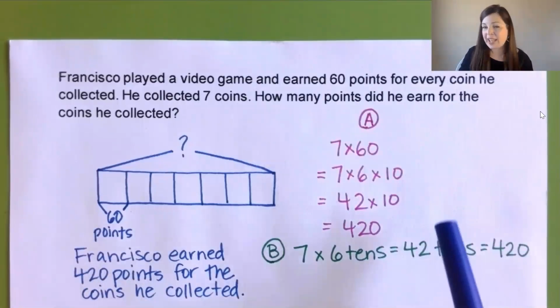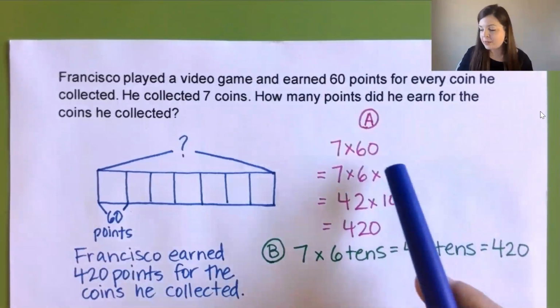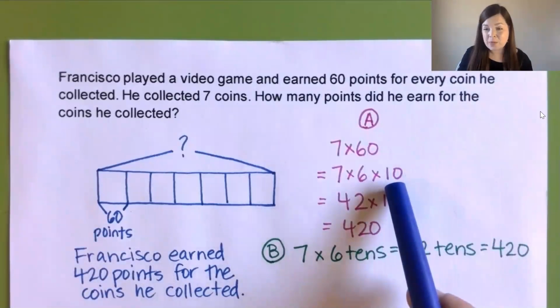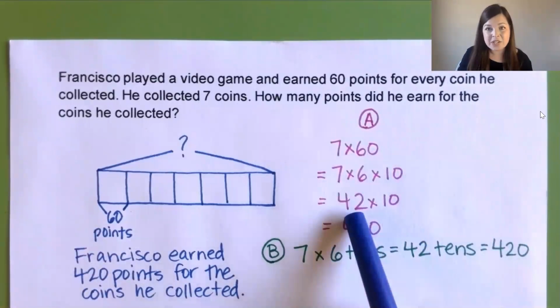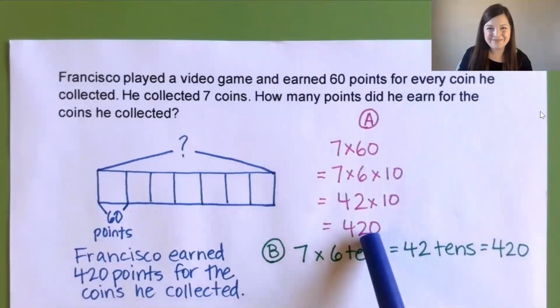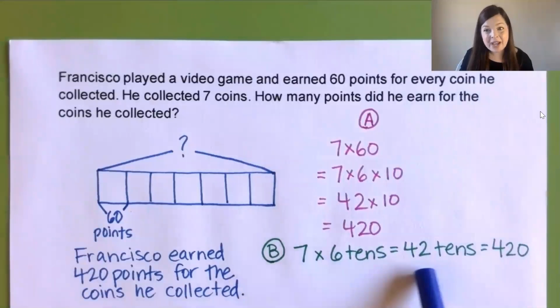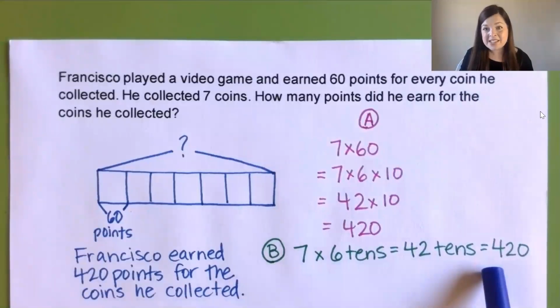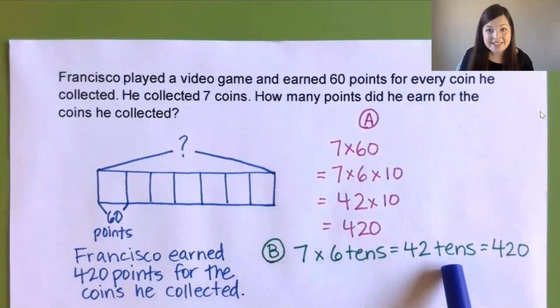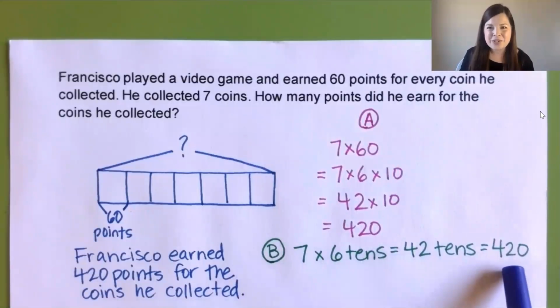In solution pathway A, we decomposed the factor of 60 into 6 times 10. And then we multiplied 7 times 6, which is 42, and 42 times 10 equals 420. In solution pathway B, 60 was renamed as 6 tens, so solved in unit form. 7 times 6 tens equals 42 tens. And 42 tens, written in standard form, is 420.